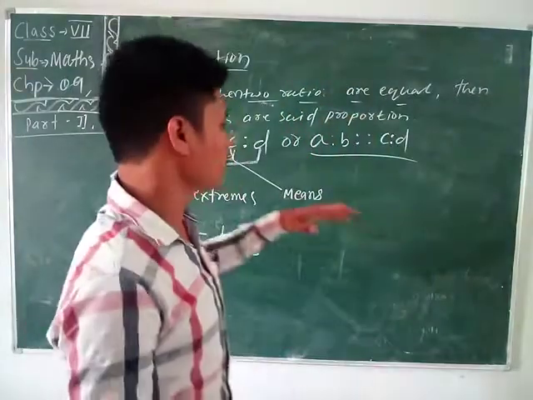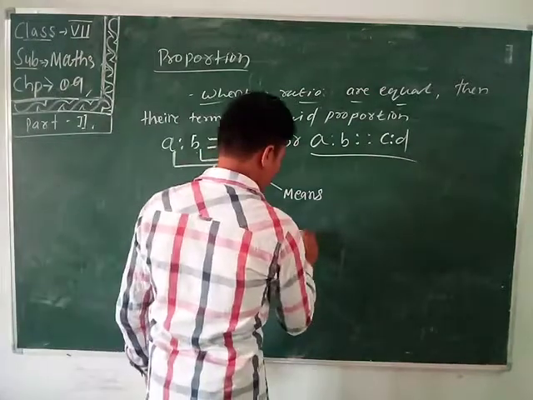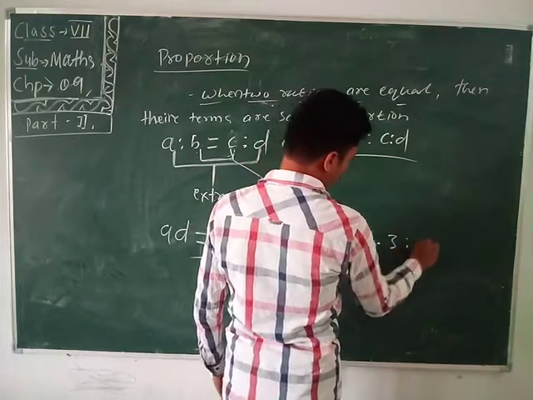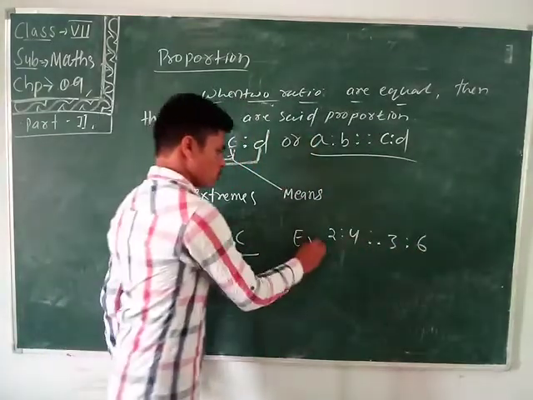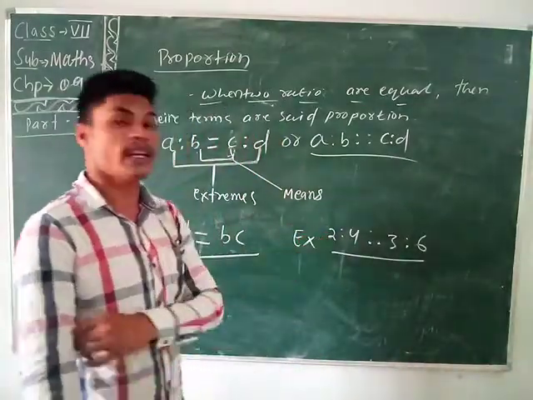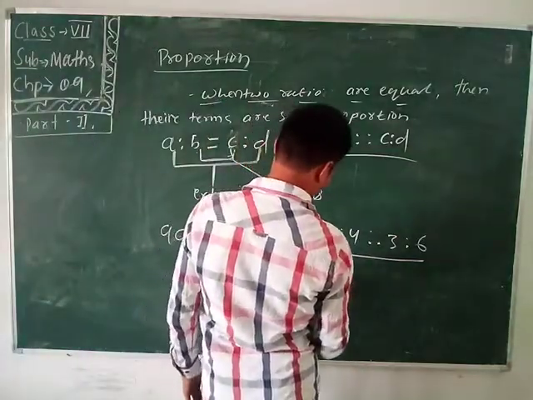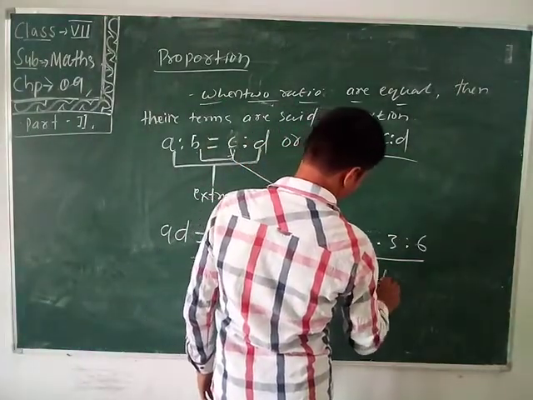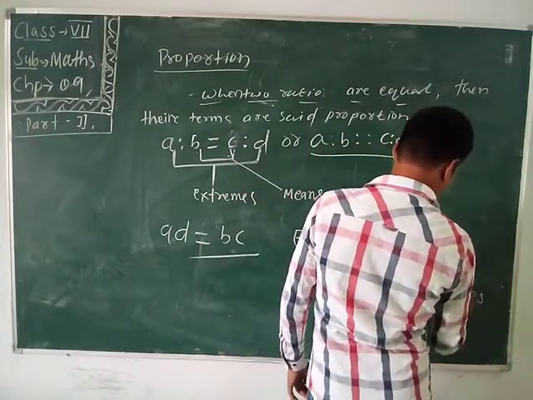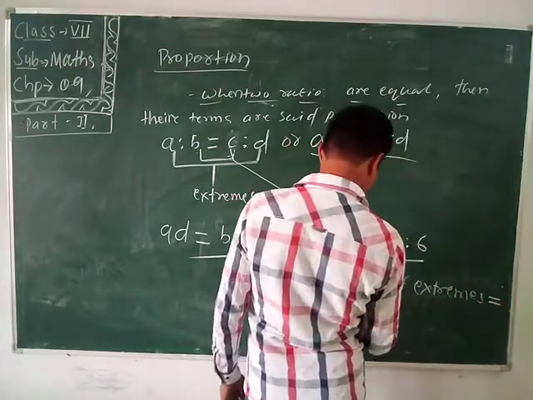How can we check whether the given are in proportion or not? Example: suppose 2 is to 4 proportion 3 is to 6. Is 2 is to 4 proportion 3 is to 6 or not? How can we know? The product of extremes equals the product of means.